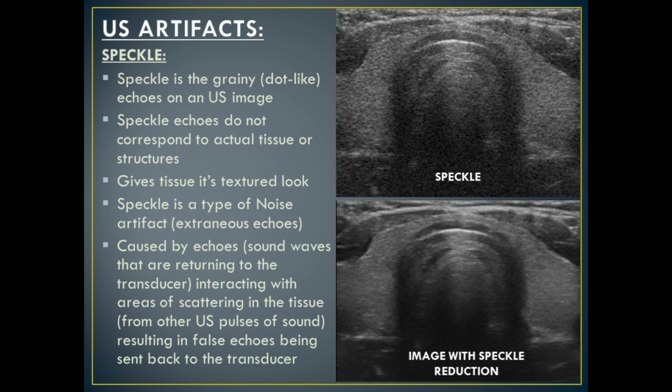This is caused by echoes, which are sound waves returning to the transducer, interacting with areas of scattering in the tissue from other ultrasound pulses of sound, resulting in false echoes being sent back to the transducer. Most modern ultrasound machines today have something called speckle reduction imaging, or SRI for short, which is an ultrasound control that can either increase or decrease the amount of speckle seen on an ultrasound image, making the ultrasound image appear smoother in texture.